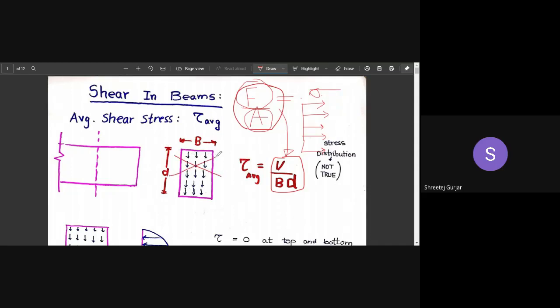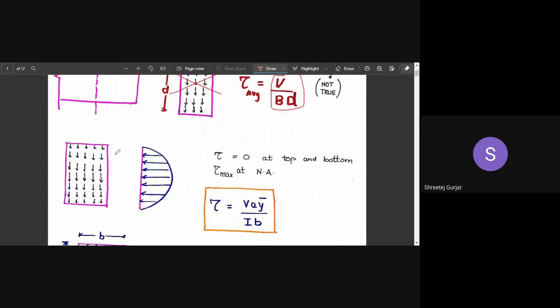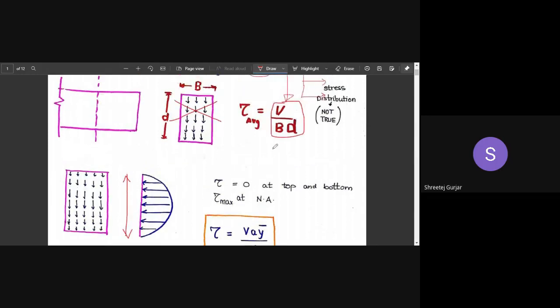Shear stress is not equally distributed throughout the cross section. It is distributed like this. You can see the arrow marks are smaller at the top, they increase in size as they reach the neutral axis, and as they go towards the bottom, they go on decreasing. The shear stress is parabolically distributed throughout the depth, varying in this parabolic form in a rectangular section. So we cannot apply this average formula which I have written over here.